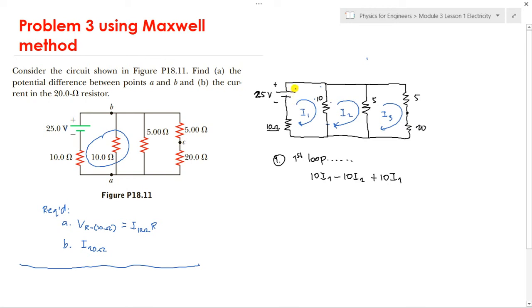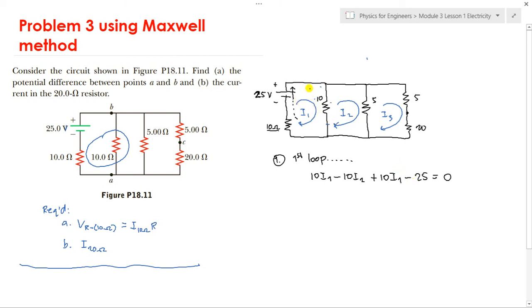The assumption here is that I1 travels from the positive terminal toward the negative, so for the total voltage we subtract it: minus 25 is equal to 0. Okay, because it goes from negative to positive, right? If we extend the loop to there, going from negative to positive, its sign is negative, so we put negative here.